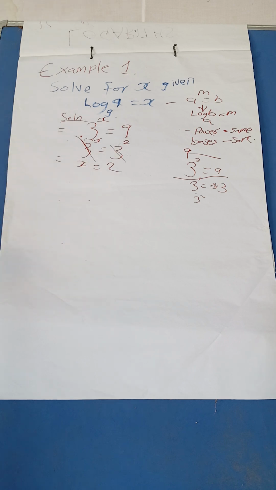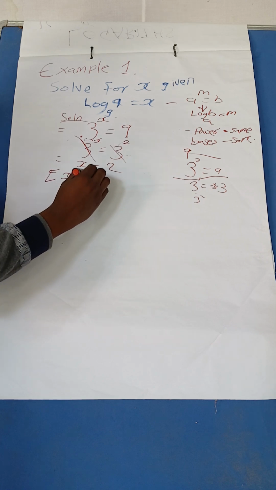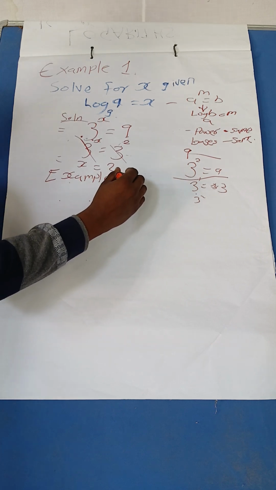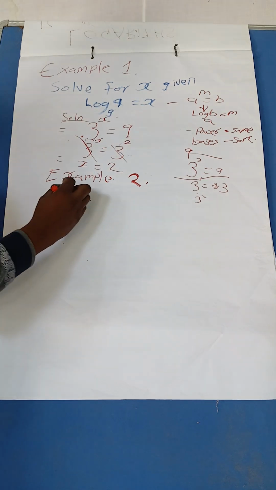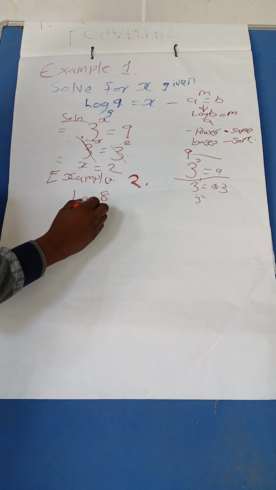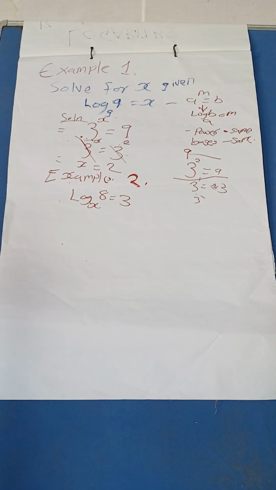For this case, I want this unknown to be on the base. The unknown is not on the power that we are looking for. So example 2, solve: log 8 to base x is equal to 3.